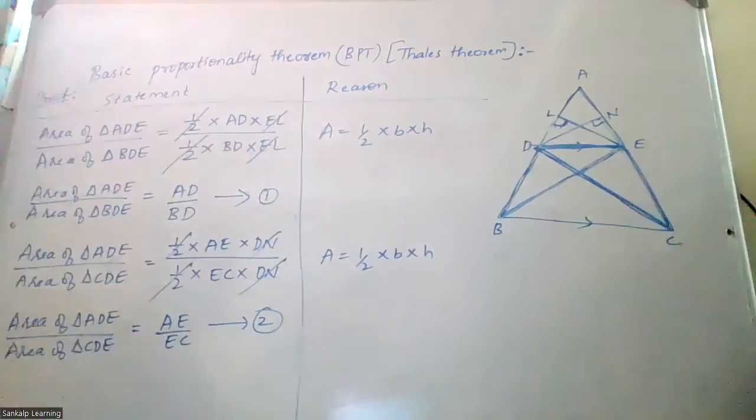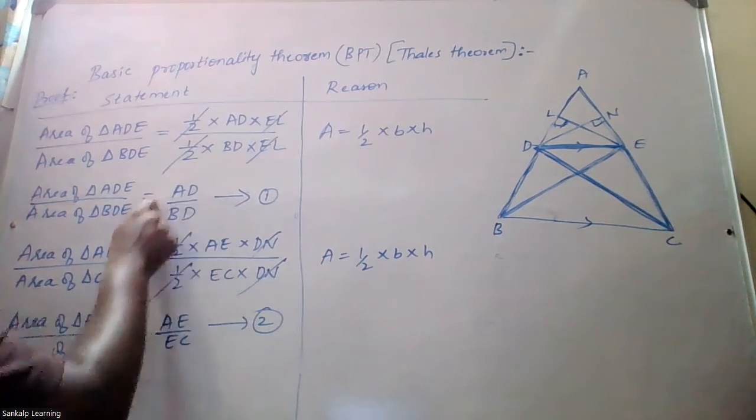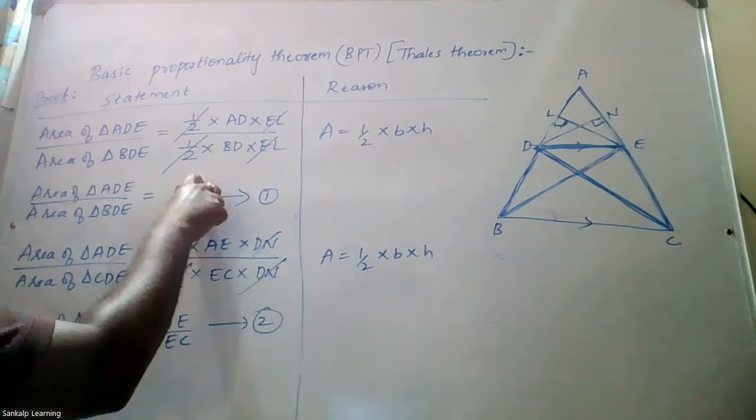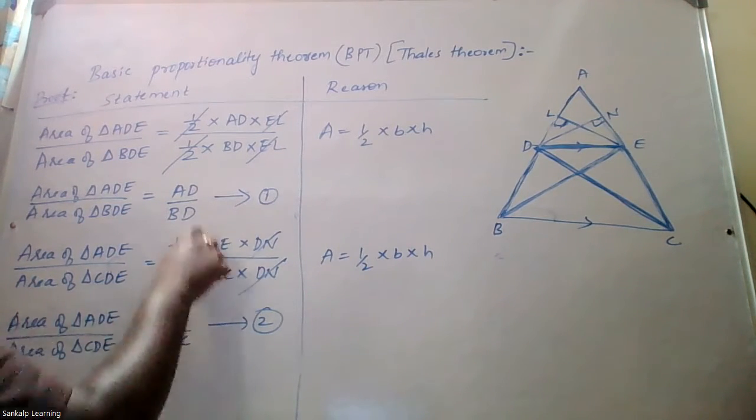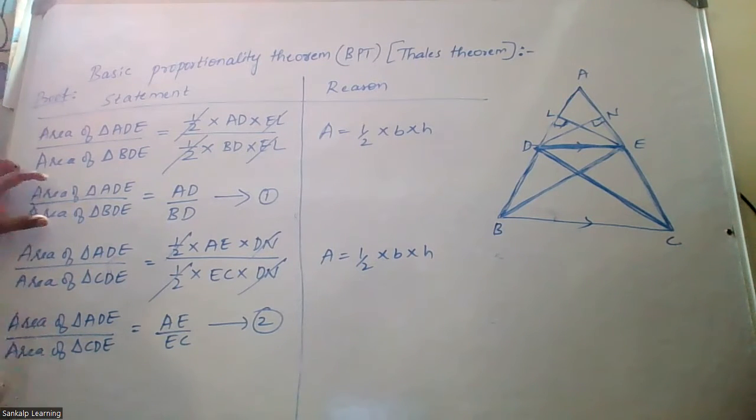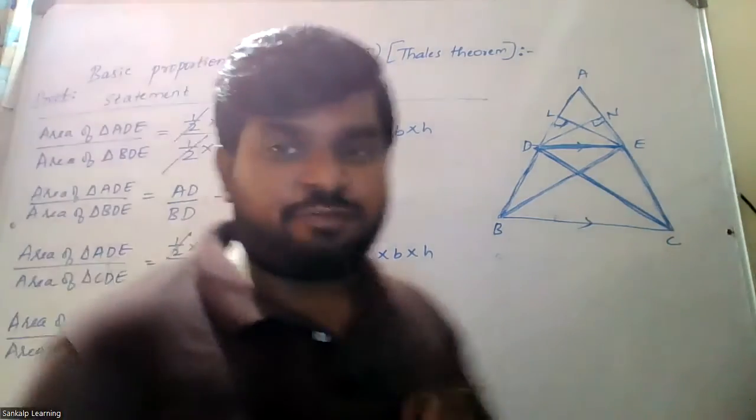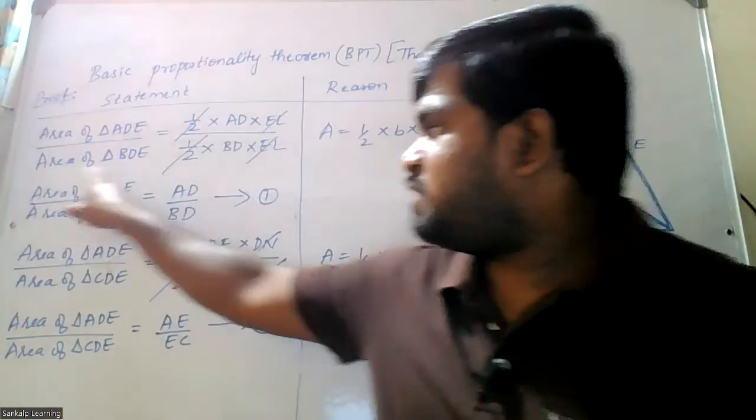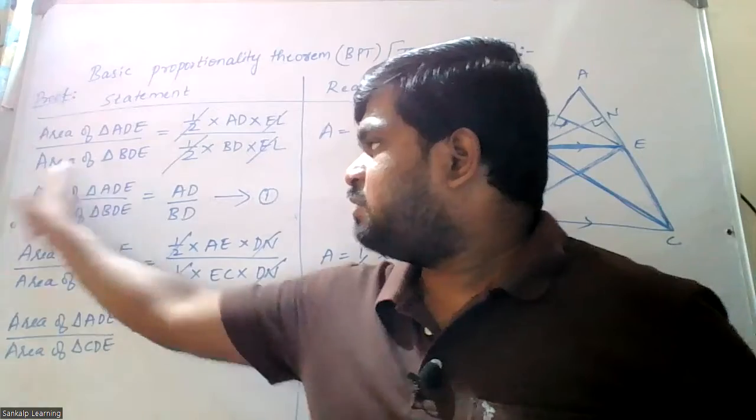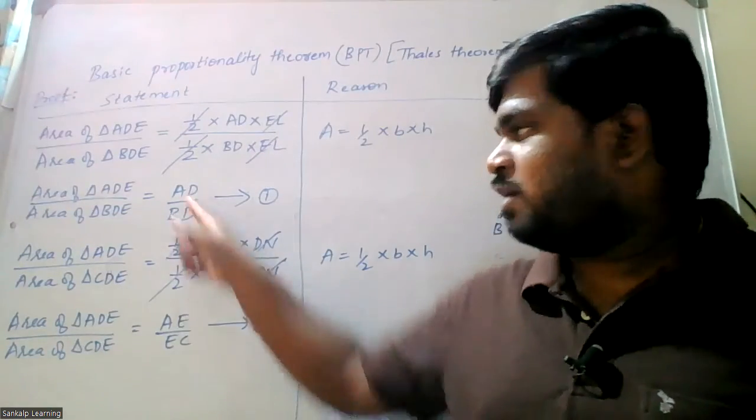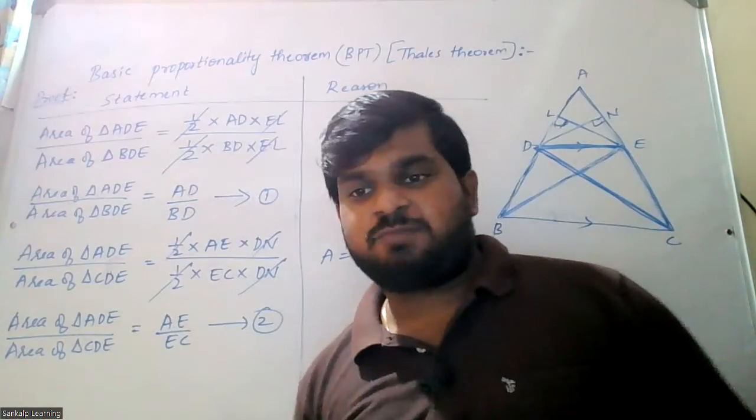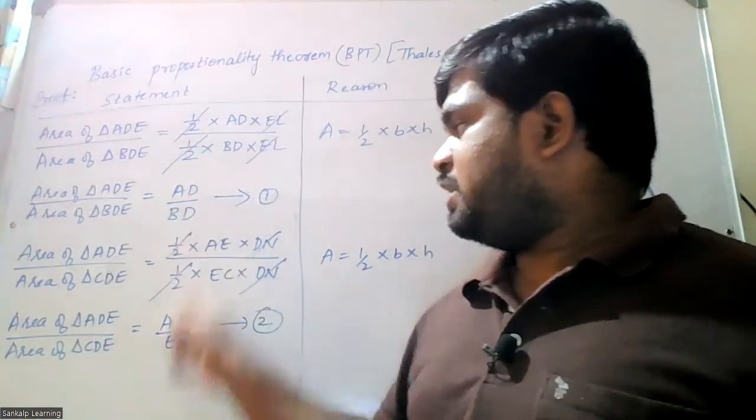Now, if you observe properly, the thing that we have to prove is AD by DB is equal to AE by EC, isn't it? That is the proof that we have to do. If you observe, we have got it here. AD by BD is here. AE by EC is here. I have to prove the right hand side of equation 1 and the right hand side of equation 2 are equal. It is enough if I show this LHS and this LHS, the left hand sides, are equal. If these two are equal, automatically these two will become equal, isn't it? Axiom 1: things equal to the same thing are equal to one another.